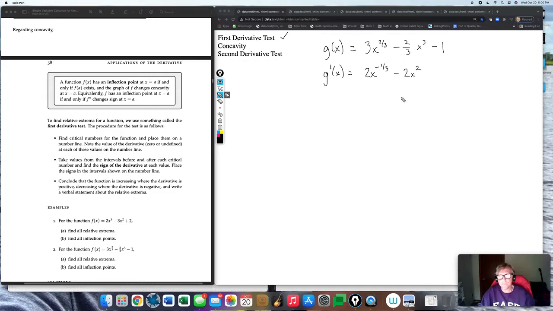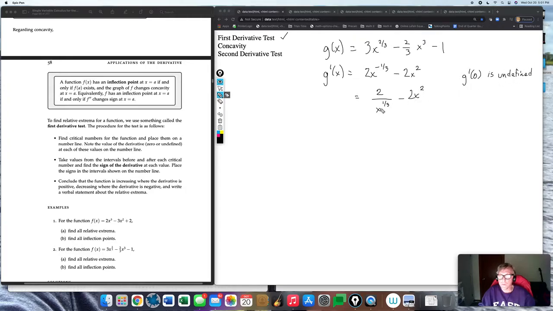Okay, great. Now, we have a negative exponent. So what does that mean? That means that this is 2 over x to the 1/3 minus 2x squared. Now, right now, you can see that g prime of 0 is undefined.